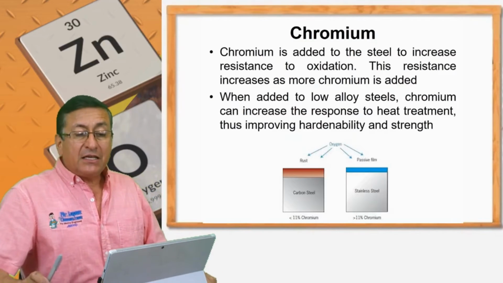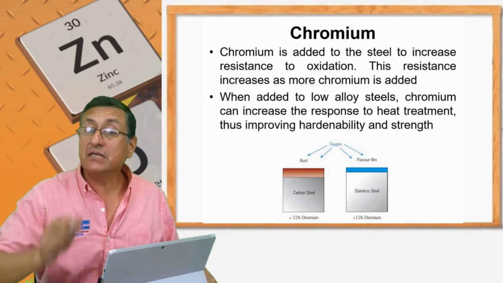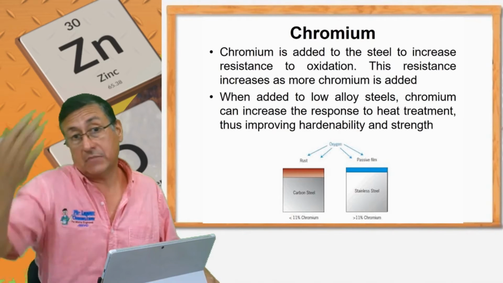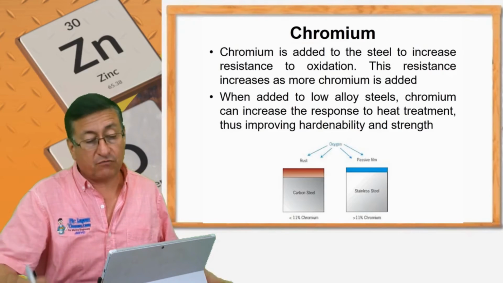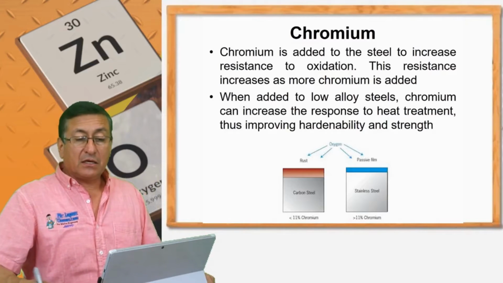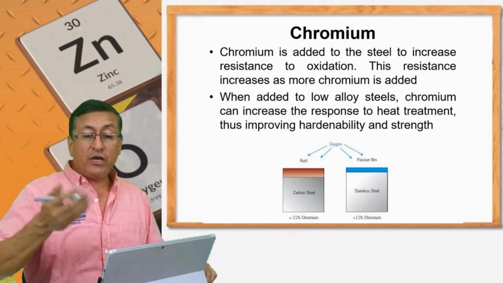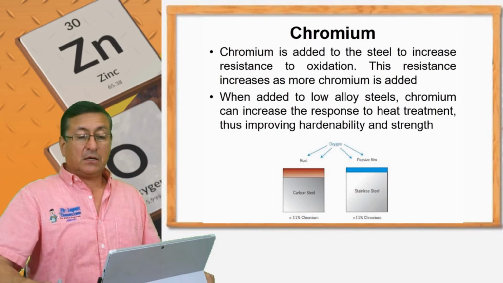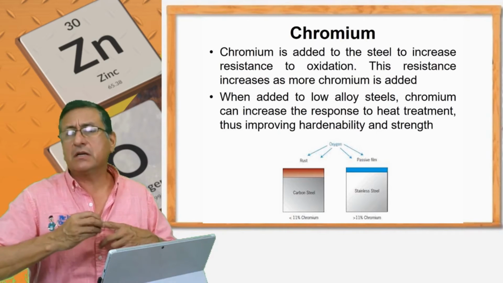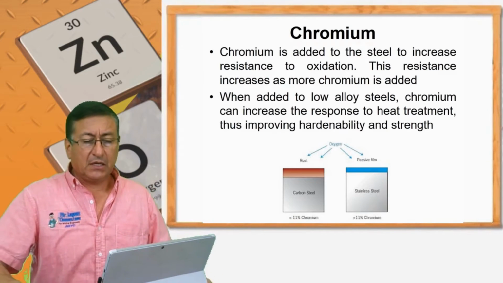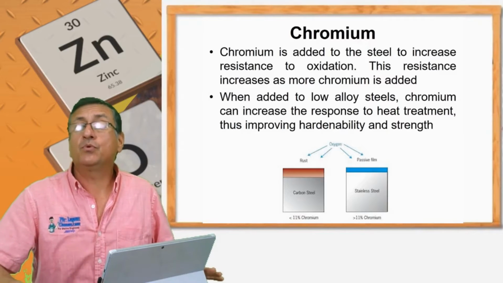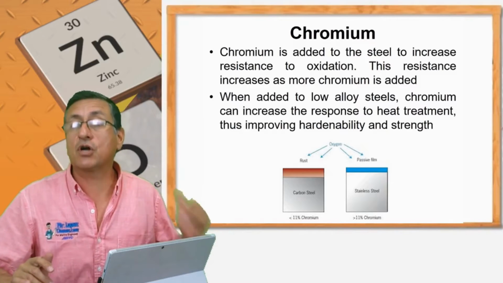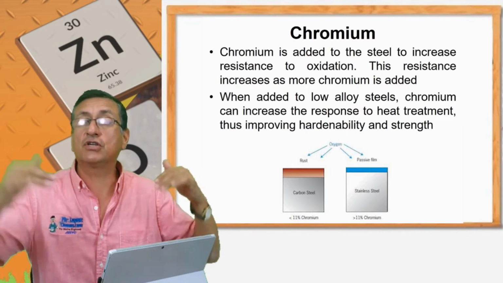Yeah, chromium is added to the steel to increase resistance to oxidation. This resistance increases according to the amount of chromium added, of course. When you add chromium to low alloy steels, the chromium can increase the response to heat treatment. And of course, it's better, it's harder, and it's stronger. Basically, the chromium produces a film over the surface, oxide of chromium, and that oxide of chromium inhibits the intrusion of oxygen in the alloy.